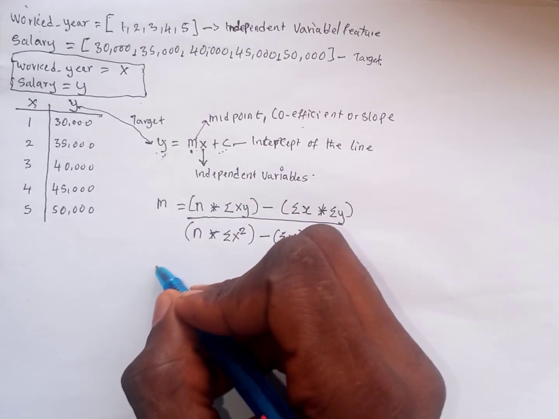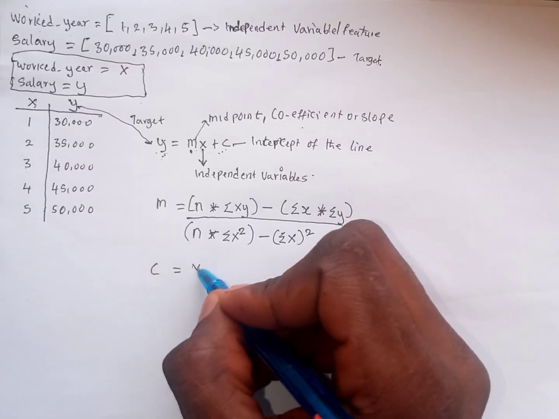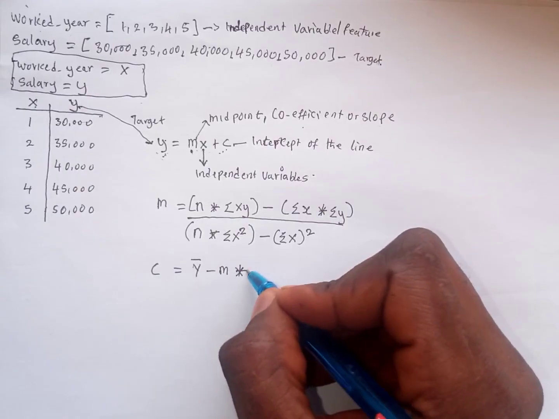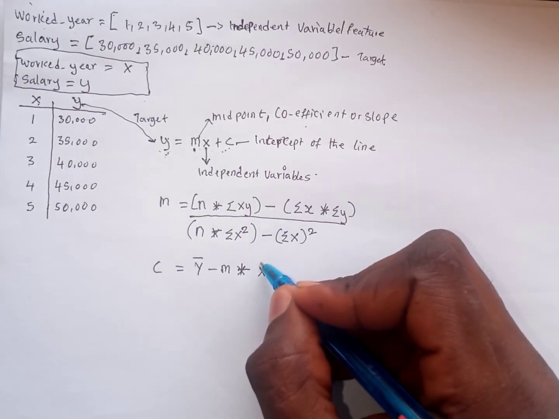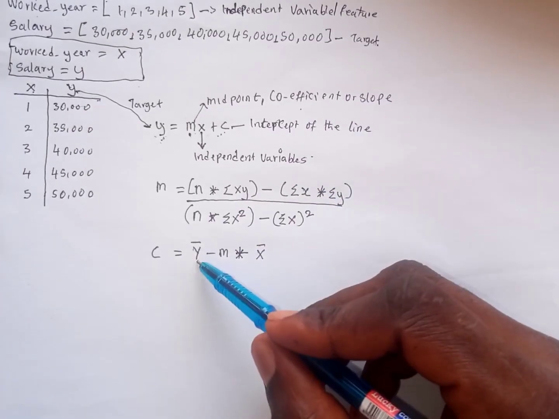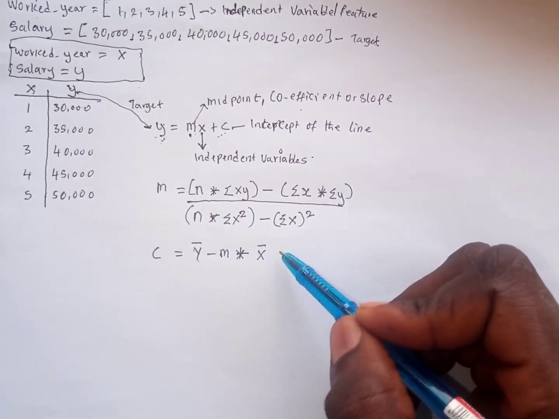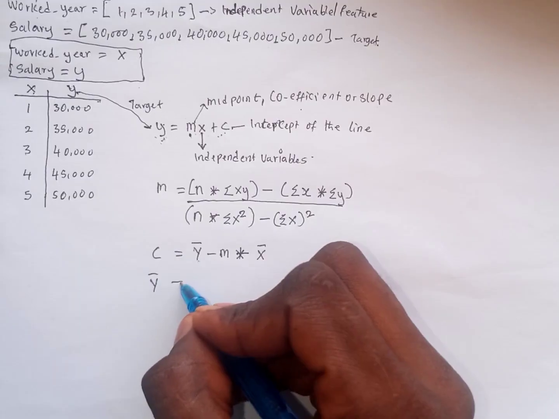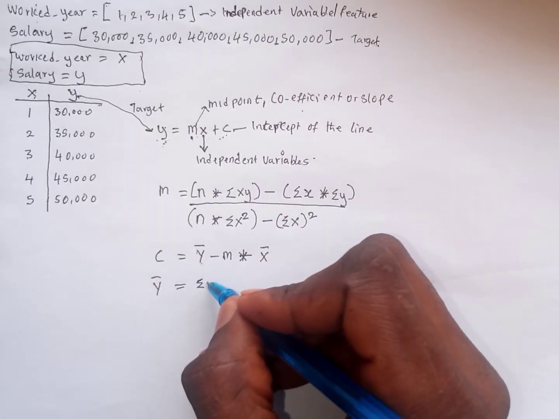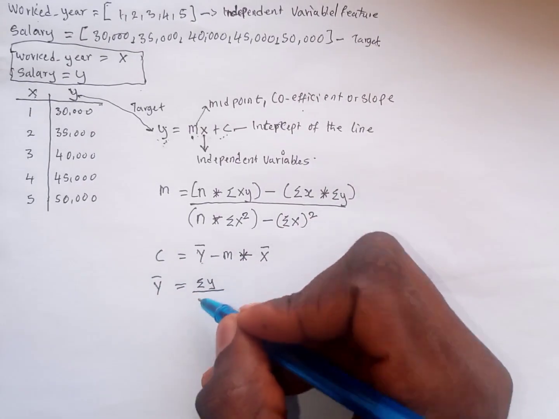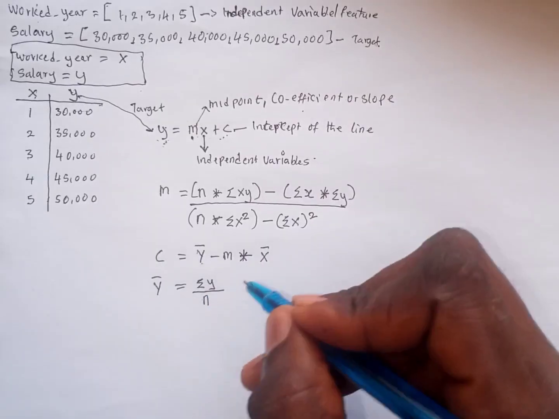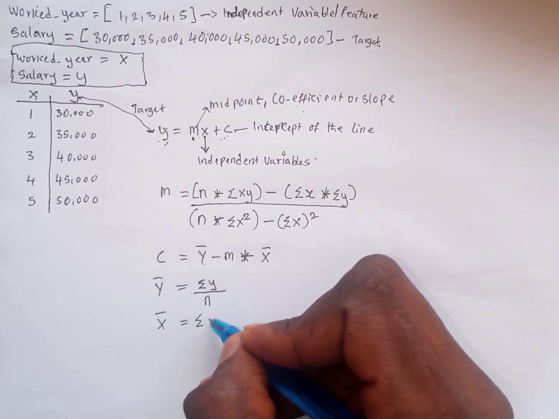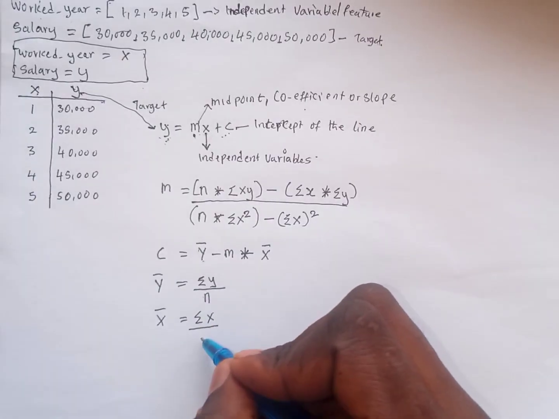And for us to get our c is basically y bar minus m times x bar. So you'll be wondering what our y bar is and what our x bar is. Our y bar that we can see here is basically the summation of y divided by n, and our x bar is basically the summation of x divided by n.